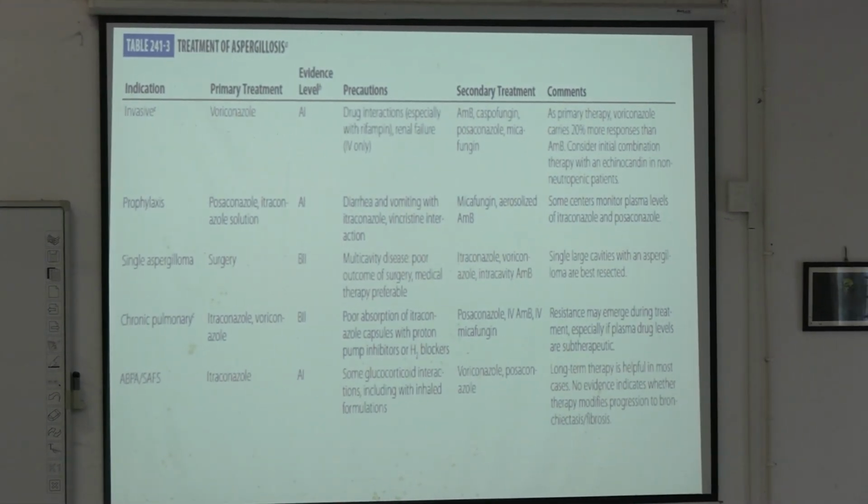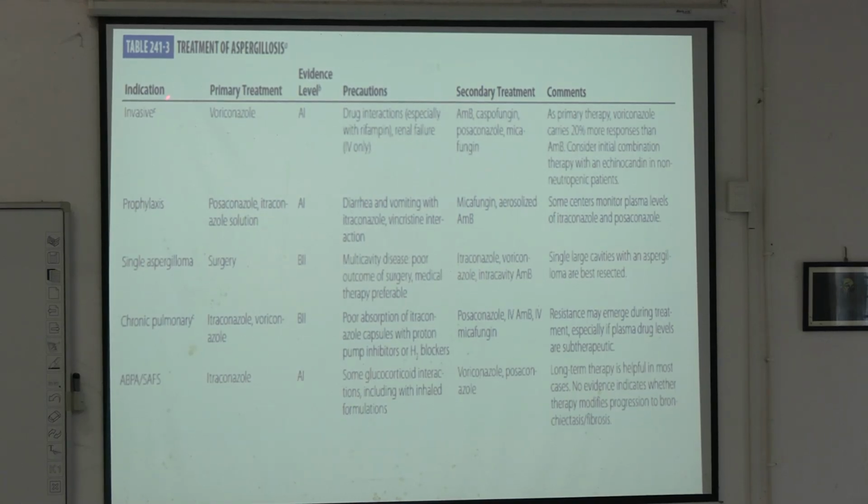Aspergillosis, what is the treatment of choice? You can use voriconazole as a primary treatment or amphotericin B, caspofungin, posaconazole. This is for invasive aspergillosis.